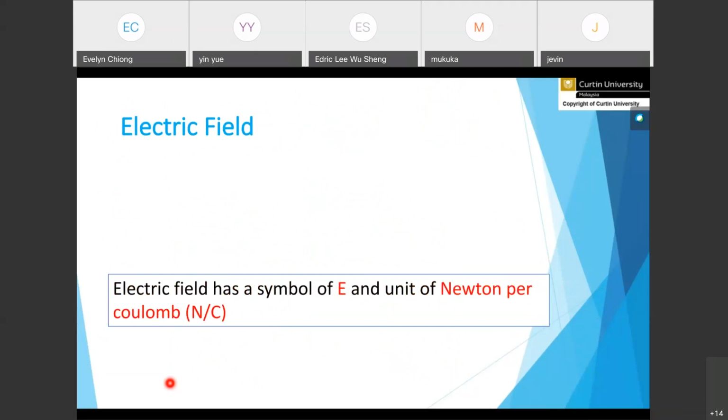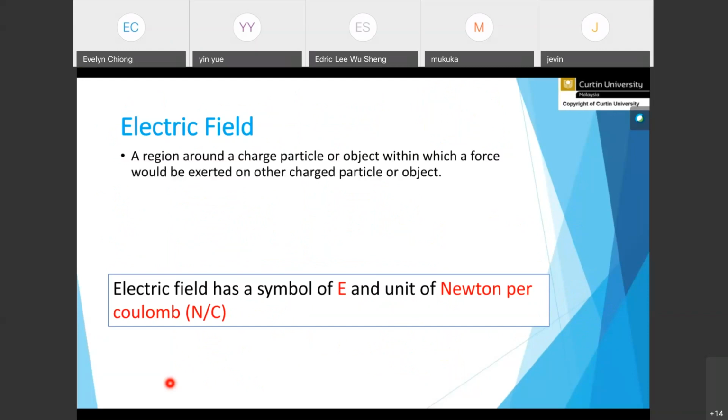All right. So now we want to move on to the second term, electric field. So what is electric field? Electric field, let's say you have a charge positioned somewhere. So the region around that charge, it will have this electric field. So if you have another charge coming near the charge, then it will feel this force exerted on it.